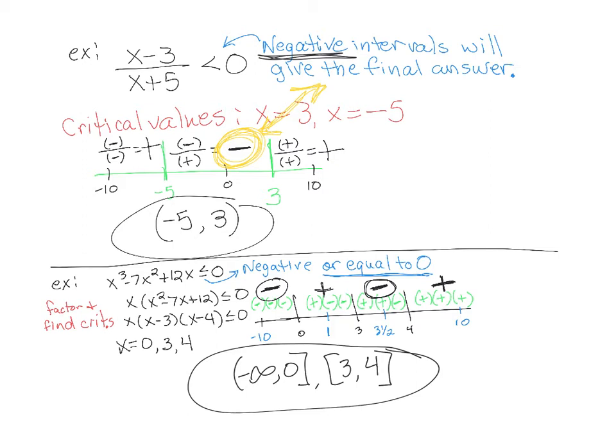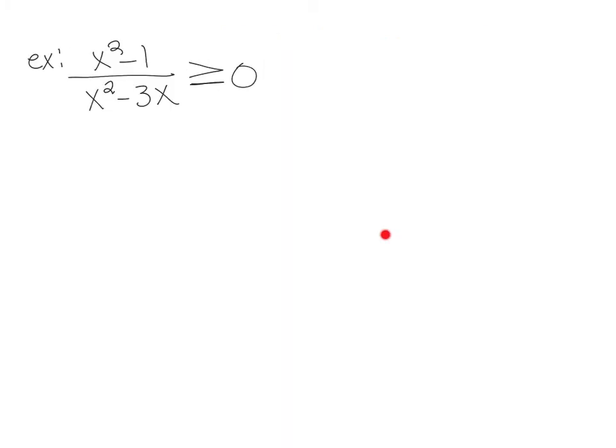Now, some things that are a little bit more complicated. So for this problem, we have a fraction, and we have a greater than or equal to. If you're dividing, you can't divide by 0, so you have to be very careful with your interval notation for this problem. Everything else is the same. I'm looking for positive or equal to.